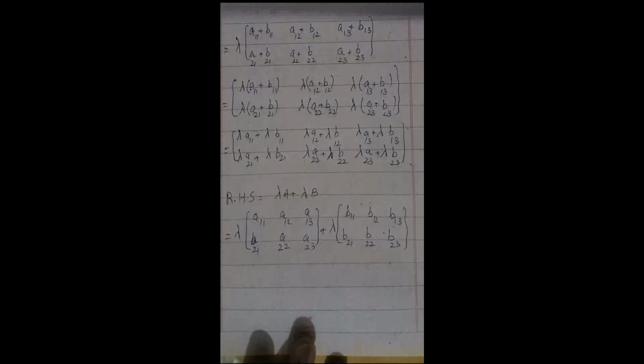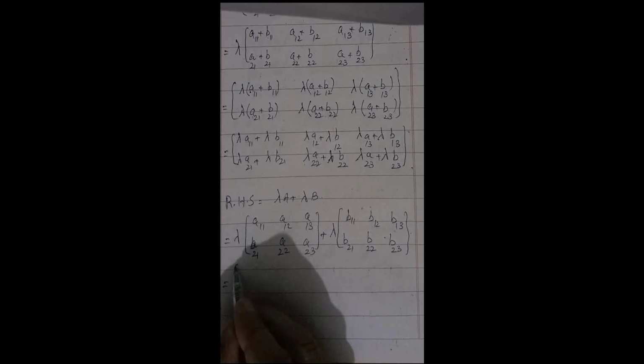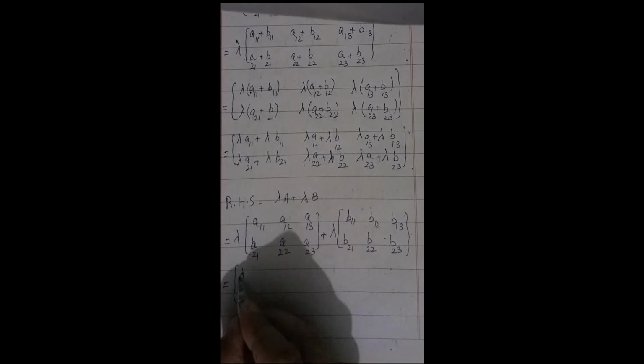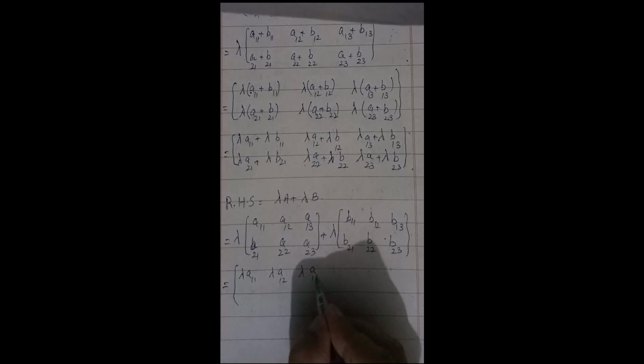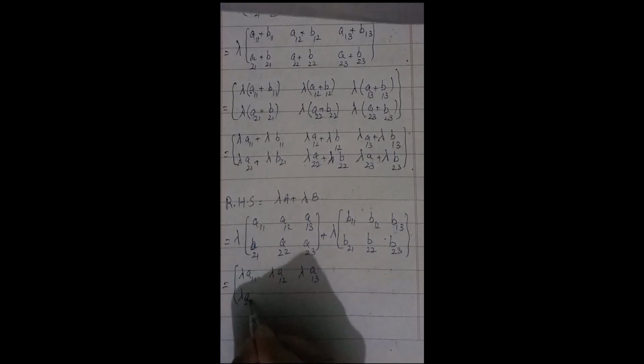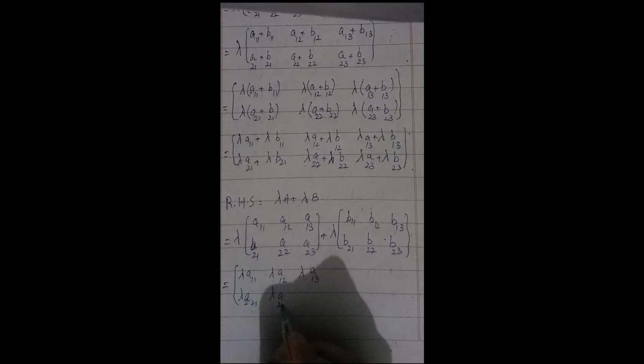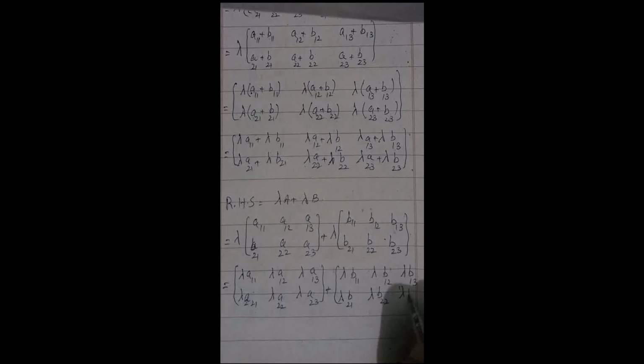Now we multiply lambda with matrix A and B. We get lambda A11, lambda A12, lambda A13, lambda A21, lambda A22, lambda A23 plus lambda B11, lambda B12, lambda B13, and the second row is lambda B21, lambda B22, and lambda B23.